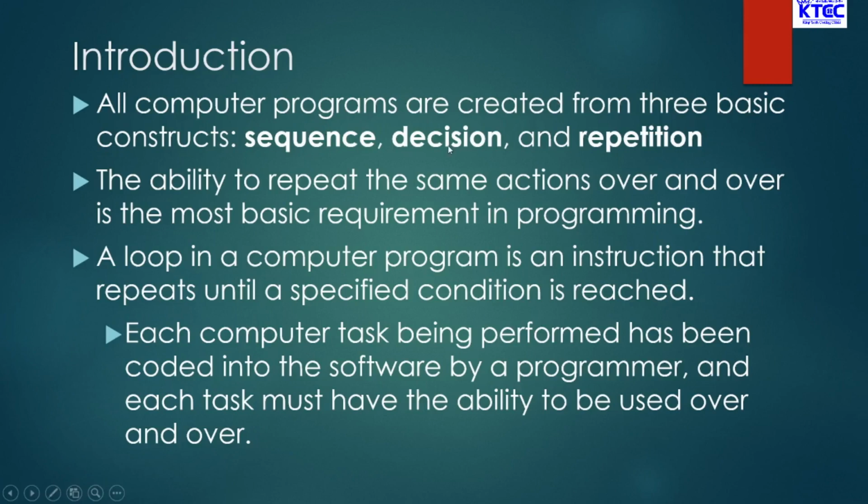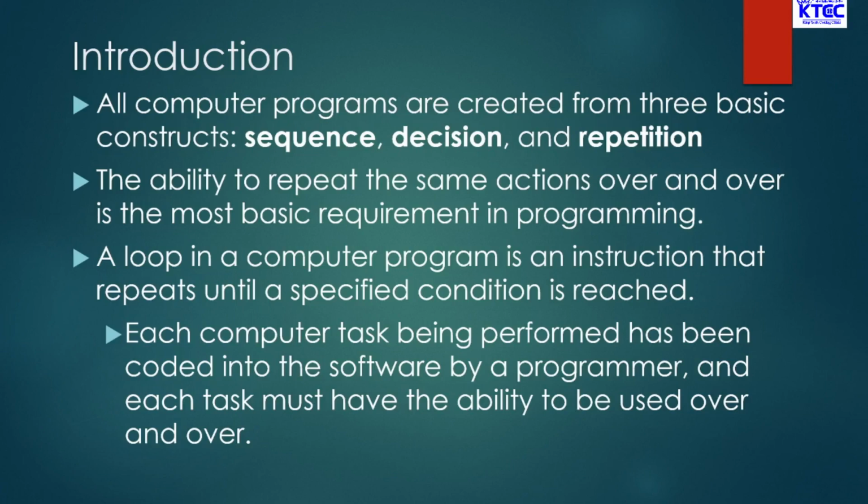And then we talked of decision, where at a point in time, the program stops and makes a decision. We spoke about that as well, and we've written a lot of algorithms, pseudocode, and flowcharts on all this. Here, we want to look at repetition, that is looping in our programs. The ability to repeat the same actions over and over is the most basic requirement in programming. The ability for a program to permit you to perform a particular task over and over is one of the basic requirements of a program, and it's key to that program.